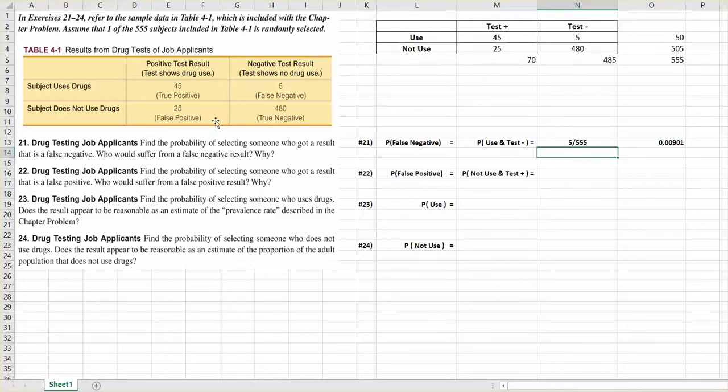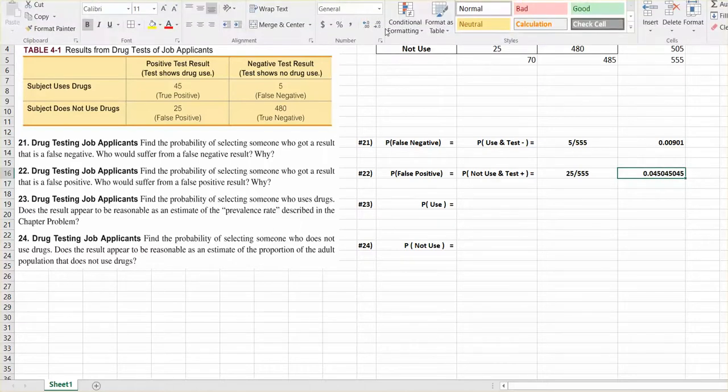Our next one, a false positive, that is the people that do not use drugs and at the same time tested positive. And there are 25 of those that fit that description out of the 555. And if we wanted that in decimal form, we get that. And then to round to 3 significant digits, the 4 is the first significant digit. We're going to want to go 2 more than that.